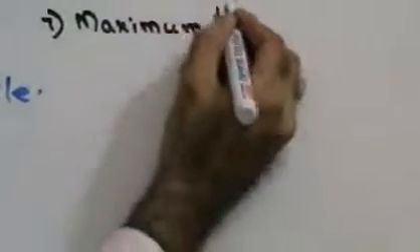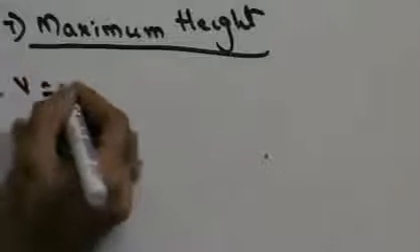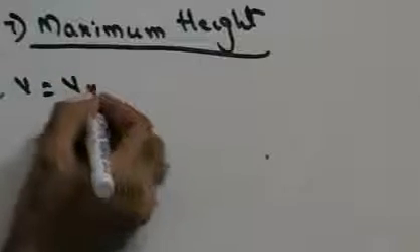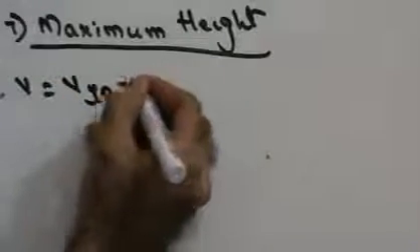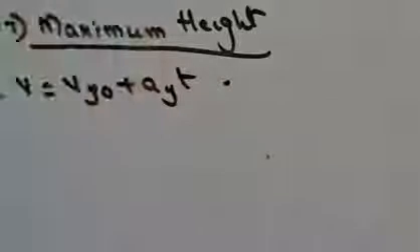Maximum height. Let's try to find out the maximum height covered by the projectile. From the kinematical equation, we know that the final velocity along y is the initial velocity along the y-axis plus acceleration into time. v is equal to u plus at.